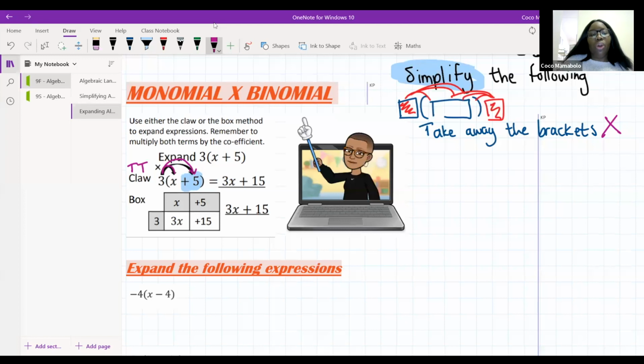There is a chance that we may not get that plus in the middle. We'll get a negative. And then we just need to multiply a positive with a negative, or a negative with a negative, depending on what we're given. So if I get 3 times x, I'm going to get 3x, and 3 times positive 5 will give us positive 15. And that's how we end up with the answer that we have.